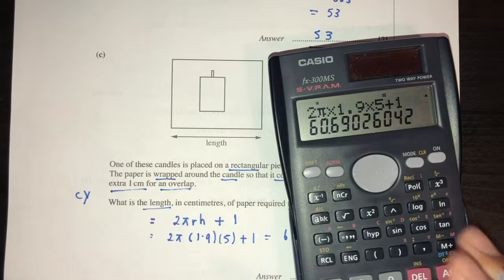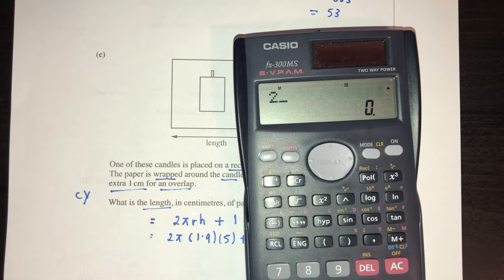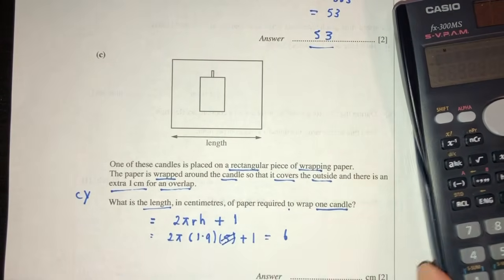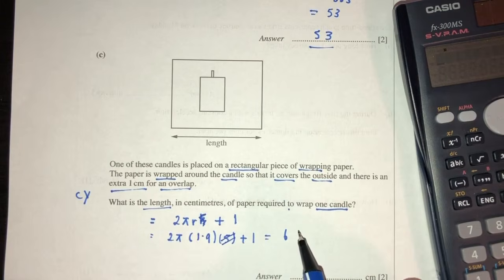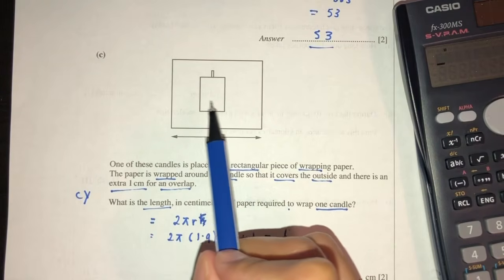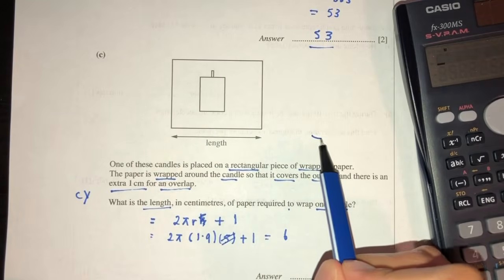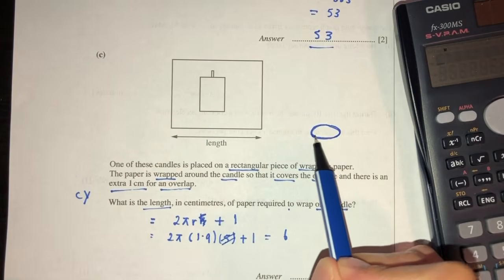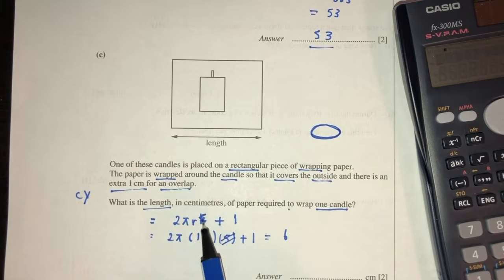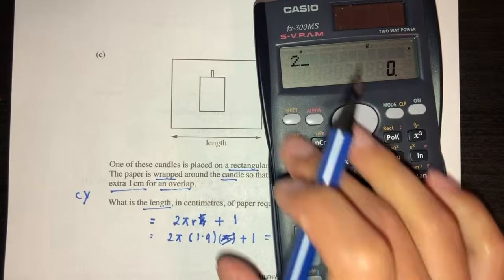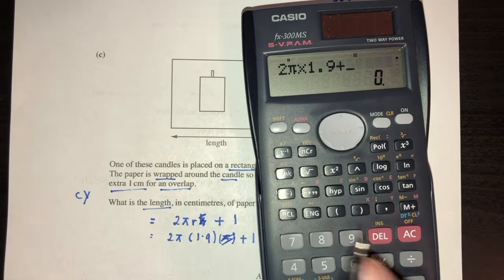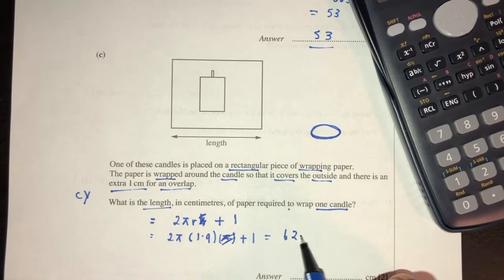Wait, okay, mistake again. 2 pi RH, so 2 pi, oh, okay, so we don't need to find the area. So not 5. This is the wrong formula again. 2 pi r is just the length around. We don't need to find the area of this shape. This is the formula for area. We have to find the curved surface distance, which is the circle around the cylinder. Okay, now it'll be 2 pi times 1.9 plus 1. That will be 12.93. So your answer should be 12.9.